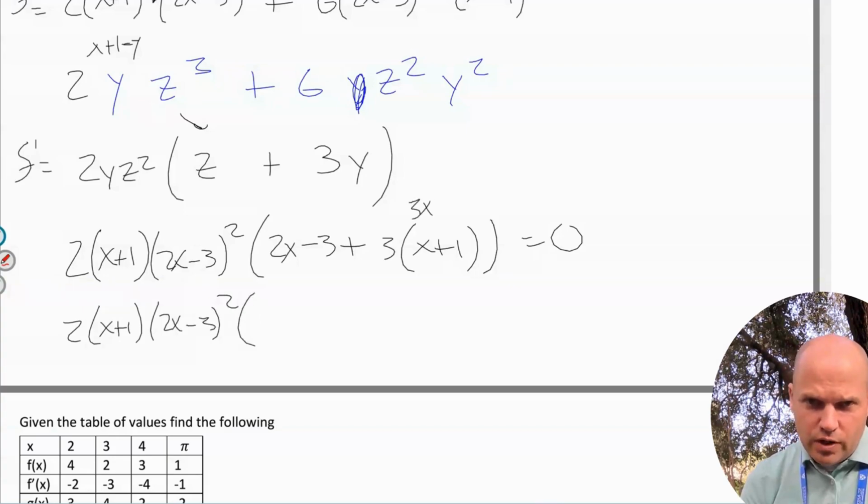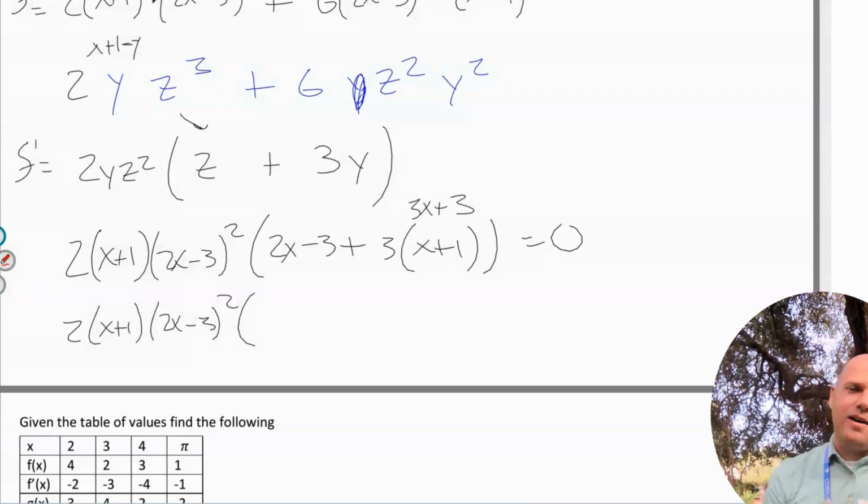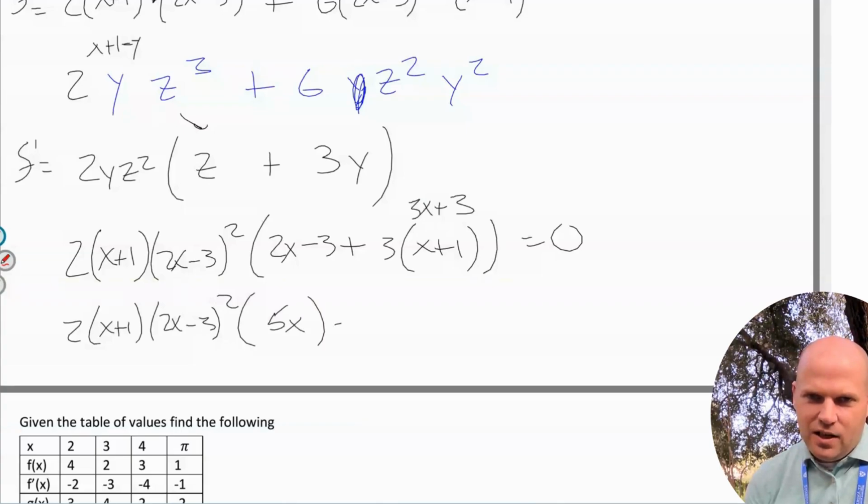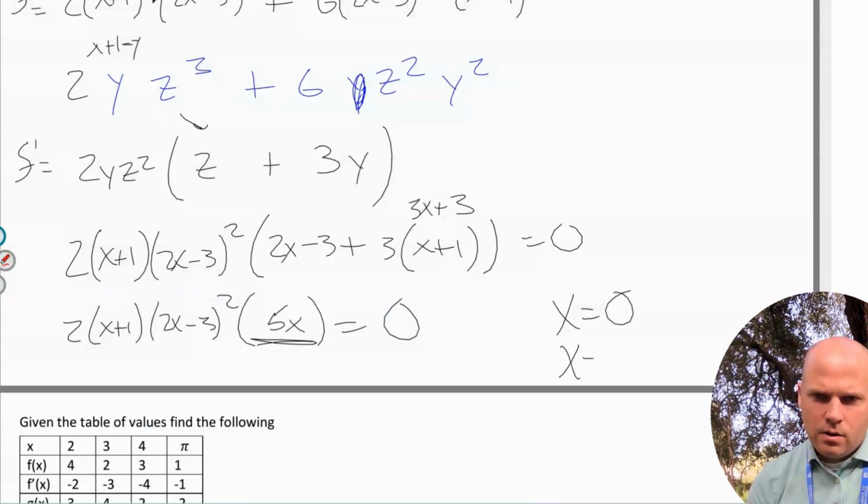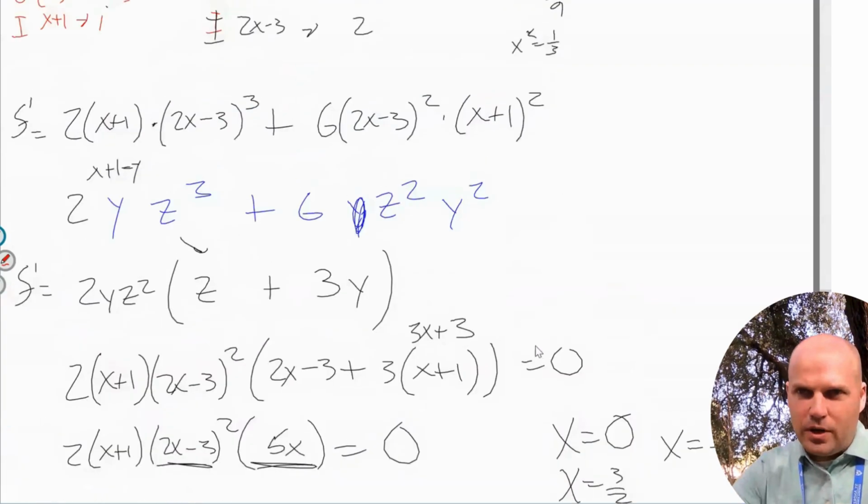This turns into 3x plus, oh, I thought it was going to be better than this. Darn it. Because the 3's cancel and you just get 5x, so you really just get a 0. So I have 0, 3 halves, and -1. I'm going to graph that and be disappointed.